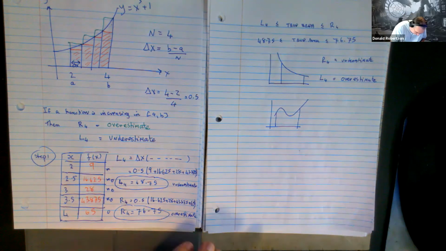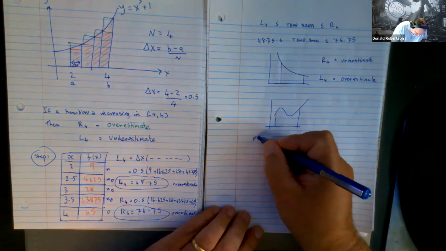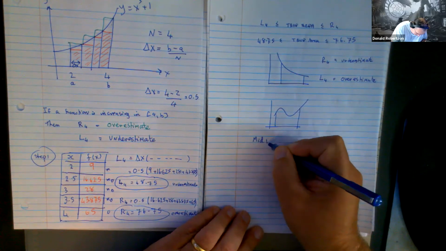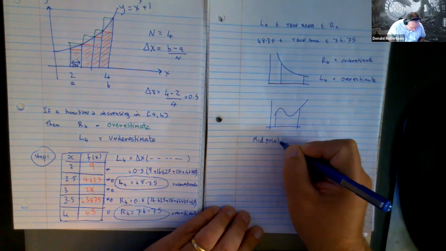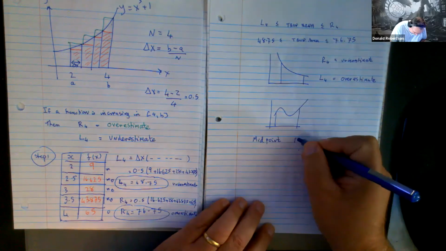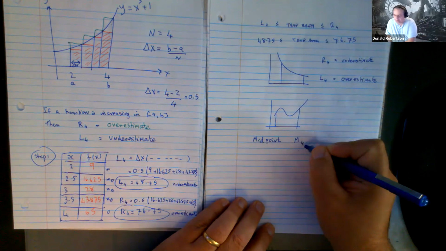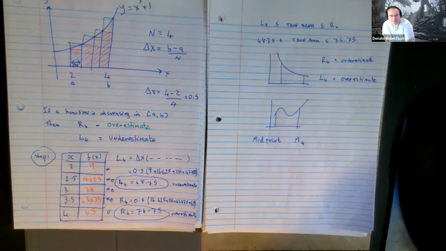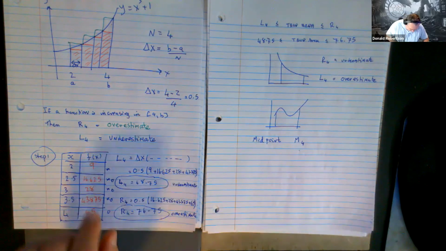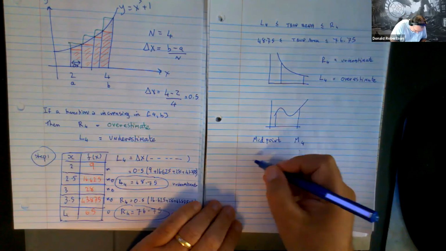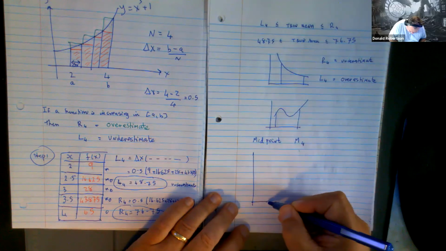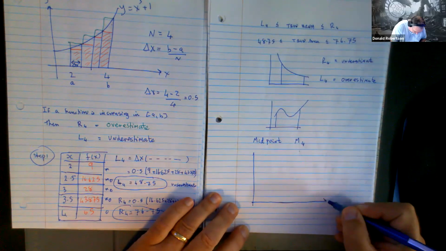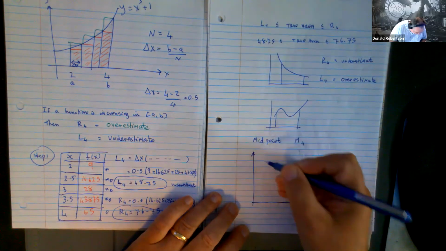Now, let's introduce a new fella. It's called the midpoint. And we would use M4. And the midpoint 4, and I'll use my picture here to kind of show you how it works, is also a rectangle, but it's a little bit different as well.